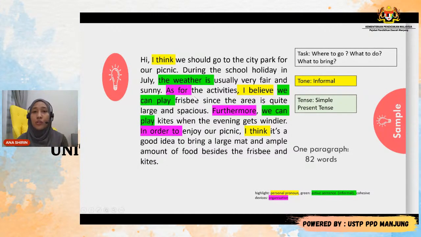So now I'm no longer talking about why we should go there. I'm talking about what we can do. And the way that I write it for this one is I believe. It's another alternative for I think. Again, this adds the touch of informality. It adds the touch of personal point of view.